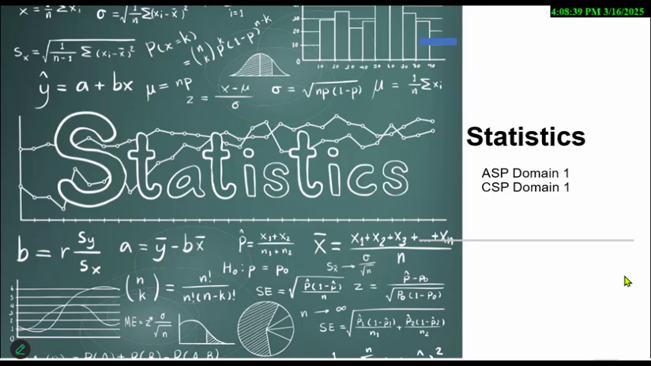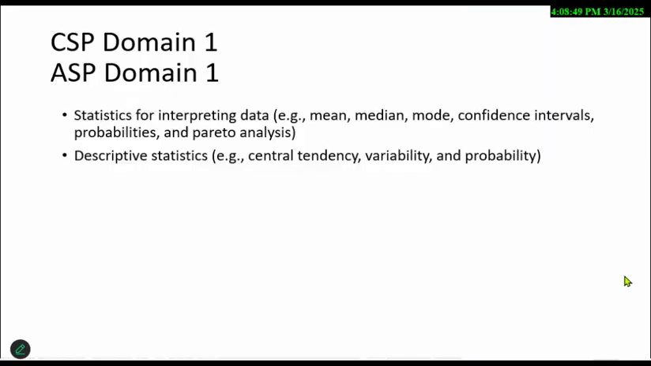The average CSP, ASP exam has 5 of these questions. You may get 2 calculations and 3 terminology ones, or 1 calculation and 4 terminology ones. And again, it's in Domain 1 for CSP and ASP. You've got to know the mean, median, mode, confidence intervals, probabilities, Pareto analysis, central tendency, and variability. Yikes. There are degrees in statistics. So this video is not going to make you an expert, but we're trying to get you through the items on the test.